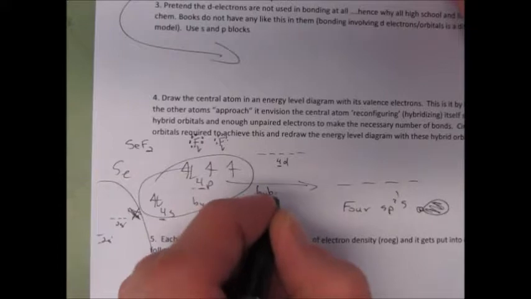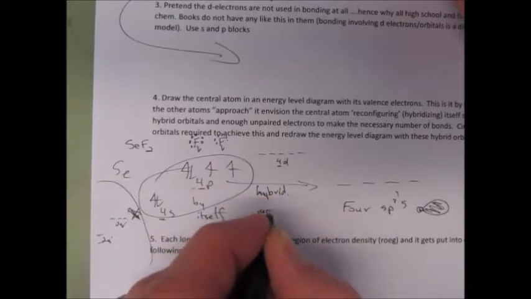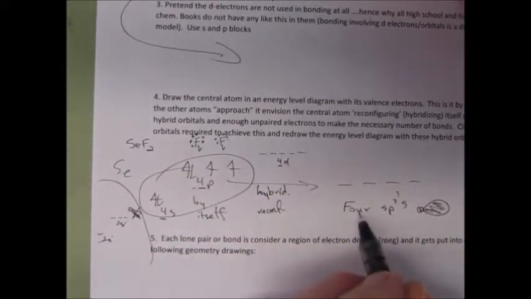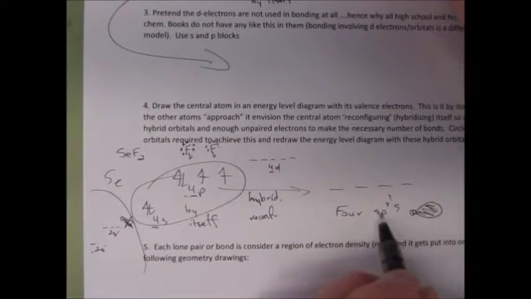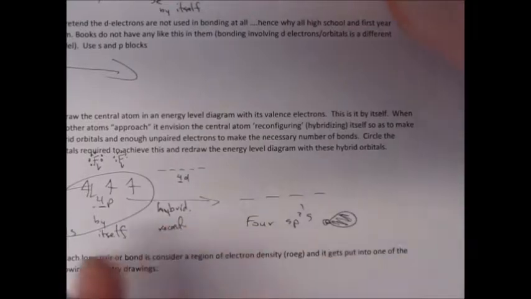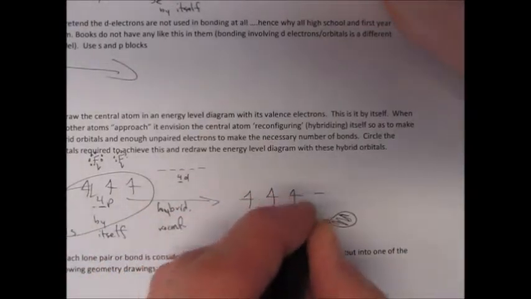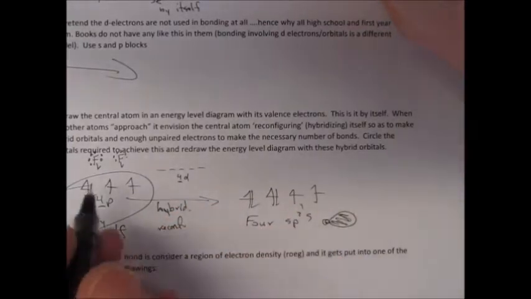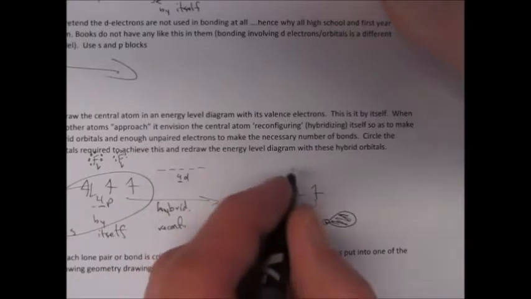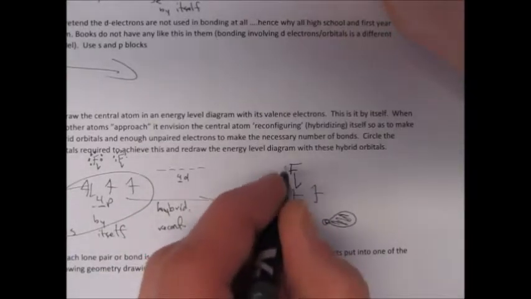Okay? Hybridize itself, reconfigure, making, instead of 3 p's and 1 s, making these 4 equivalent sp3 orbitals. There's energy of stability, and they'll say things all like that, but you have 6 electrons. 1, 2, 3, 4, 5, 6. Now you have setting up for the geometry in a second.